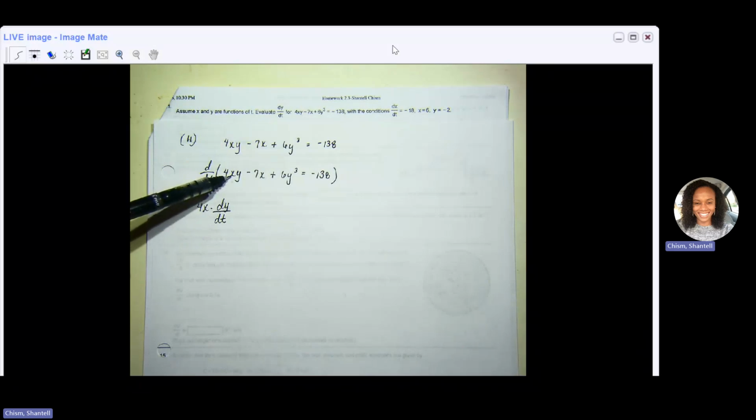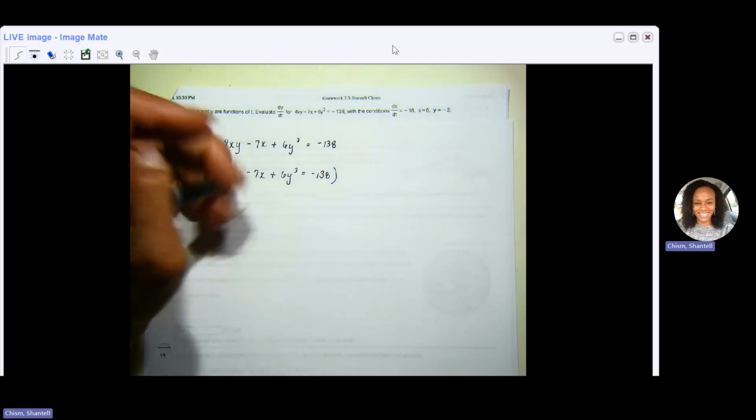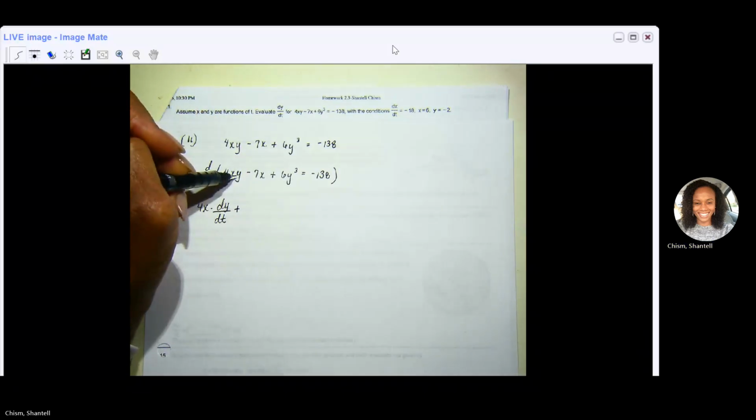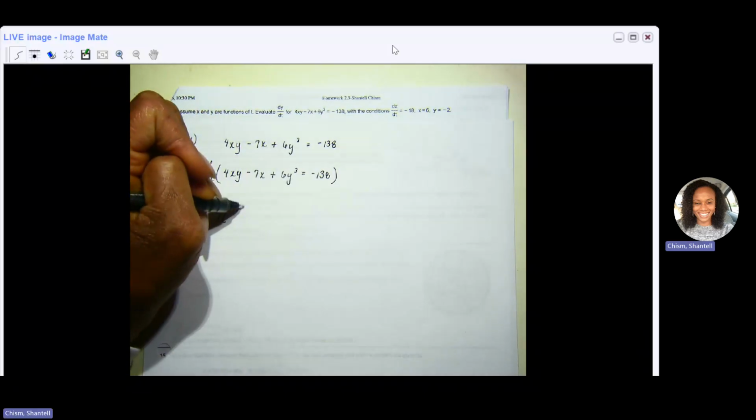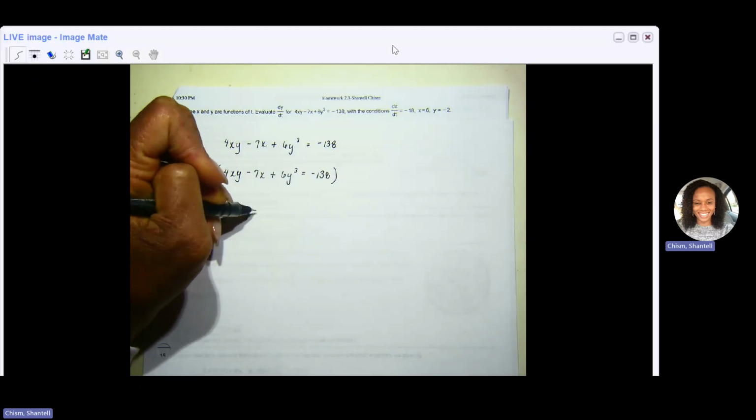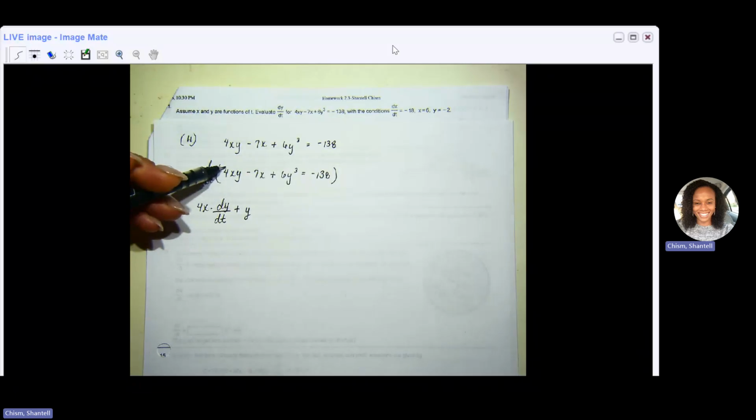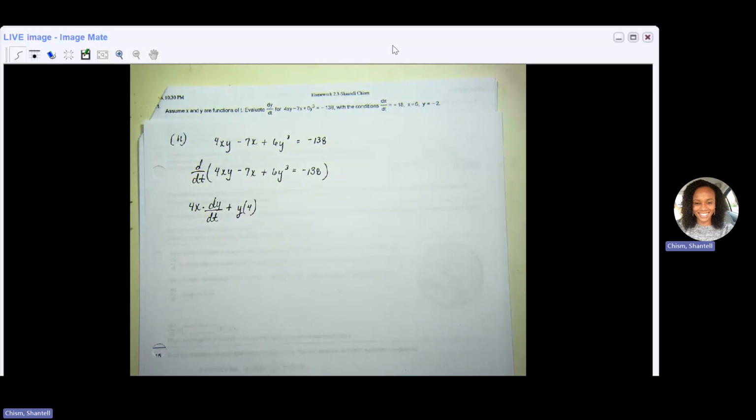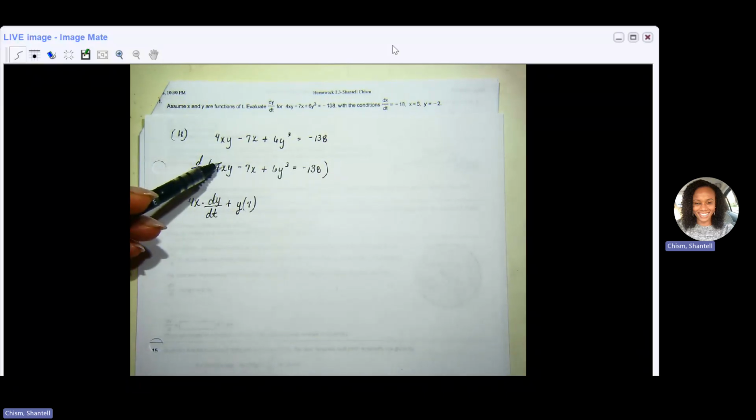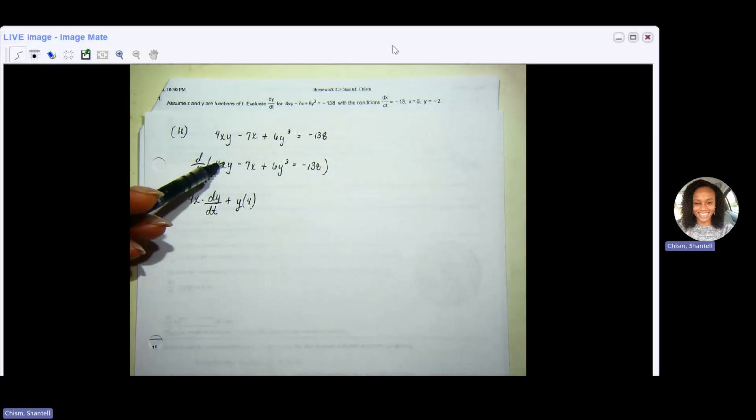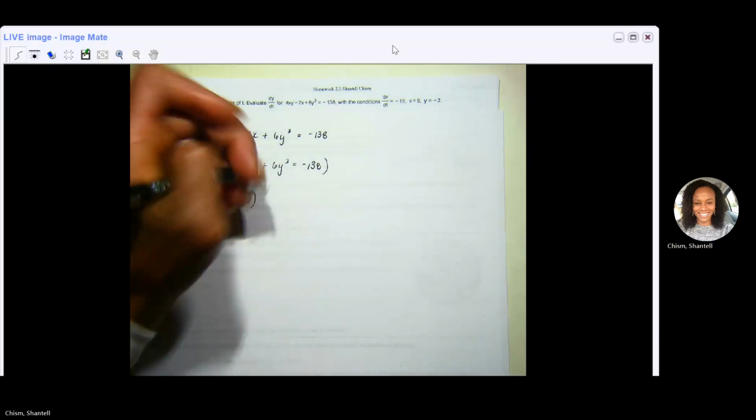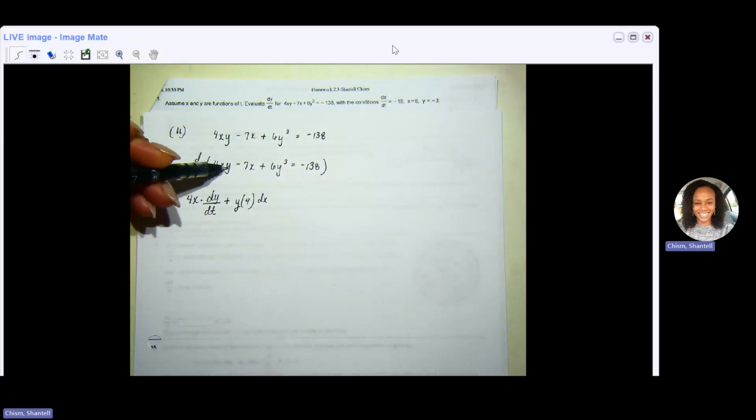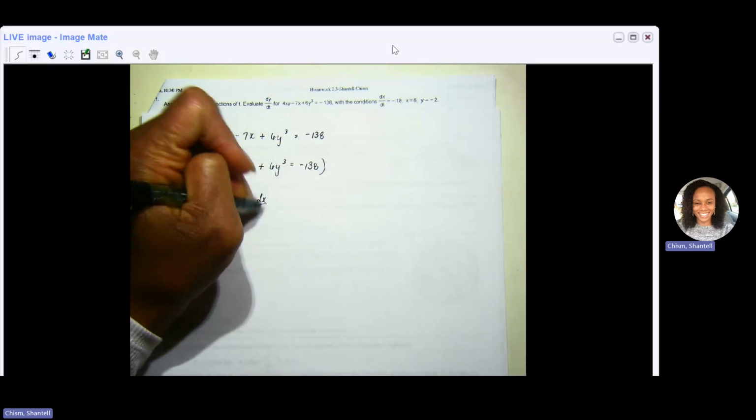So that's first times the derivative of the second, and then we're going to say plus the second, which is just this y, times the derivative of the first. The derivative of 4x is just 4, and I will put that in front, but right now it's just 4. And then we say, of course, dx over dt. Just like we took the derivative of the y, we take the derivative of the x with respect to t.